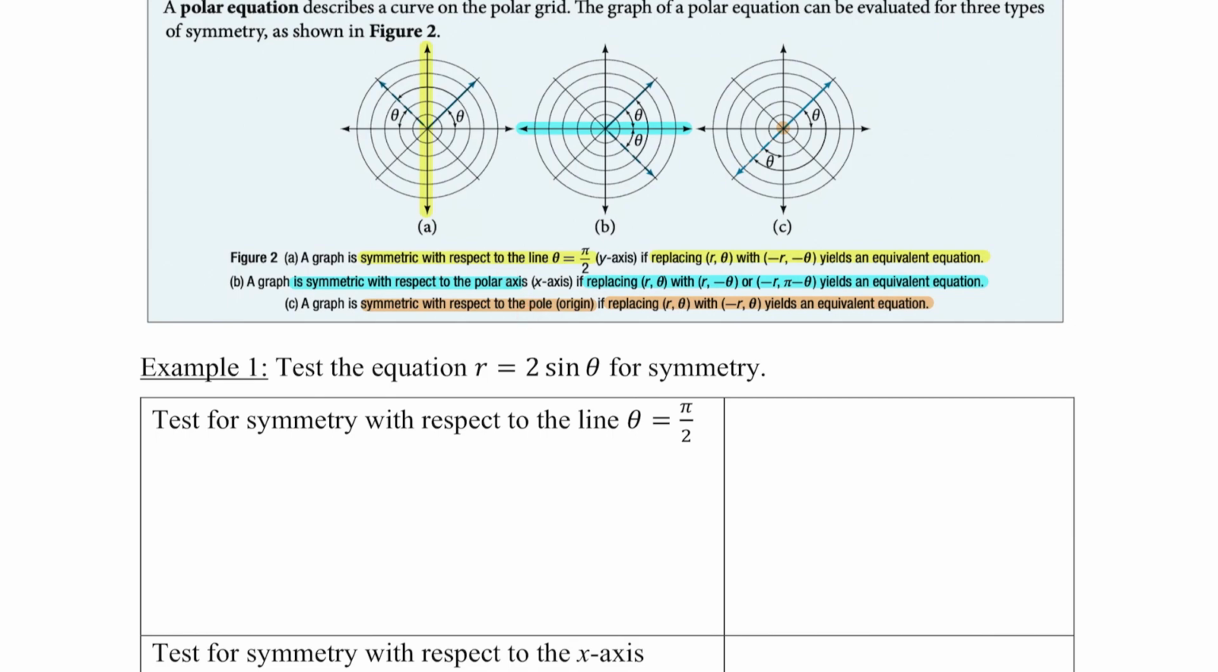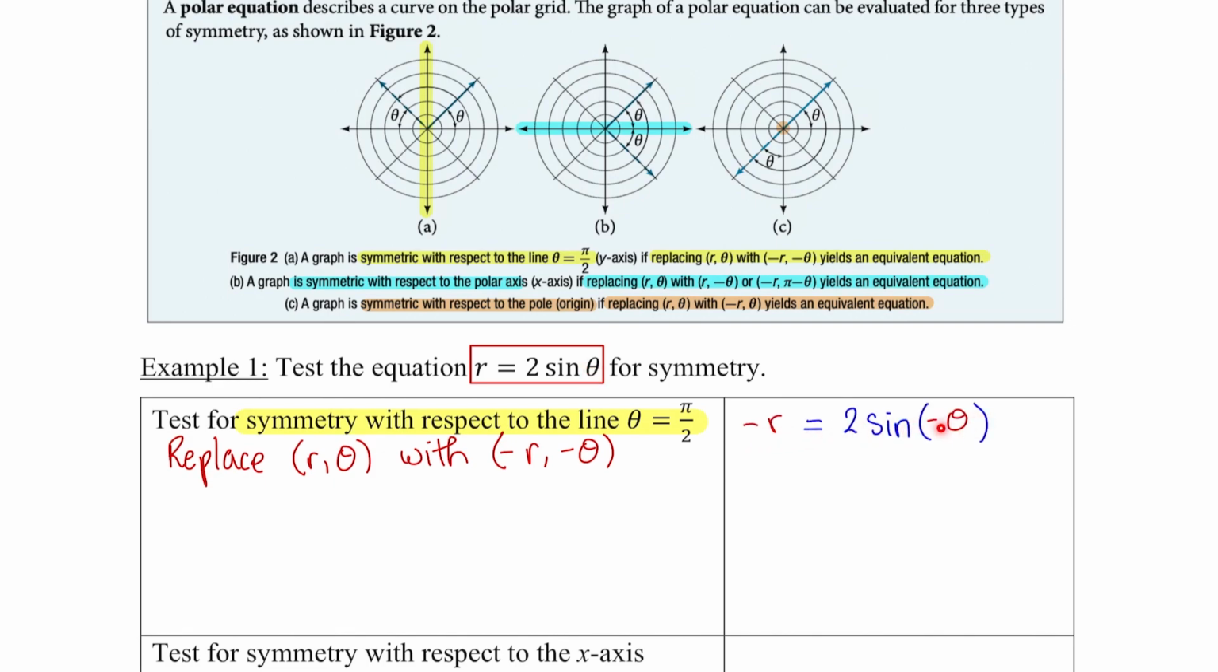First, we are testing to see if it's symmetric with respect to the line pi over 2. In order to test this, we are replacing (r, theta) with (negative r, negative theta). My original equation is r equals 2 sine theta. Now I'm replacing this r with negative r and this theta with negative theta, and I'm trying to simplify this equation.